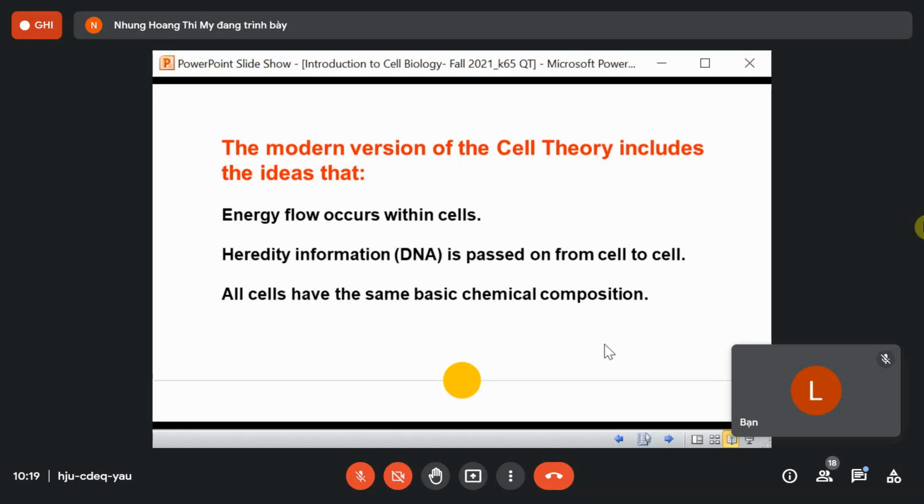And of course, I think in the future more statements will be added to the cell theory with the more knowledge we gain. And maybe some old statements will be deleted from the cell theory with the new knowledge we get.